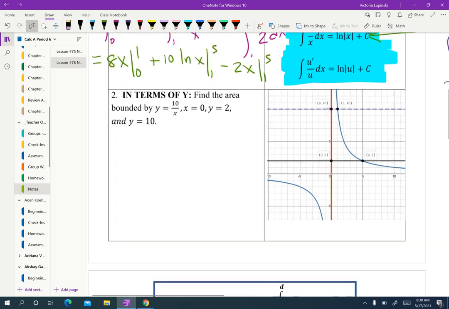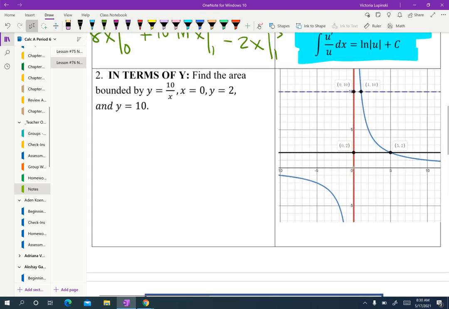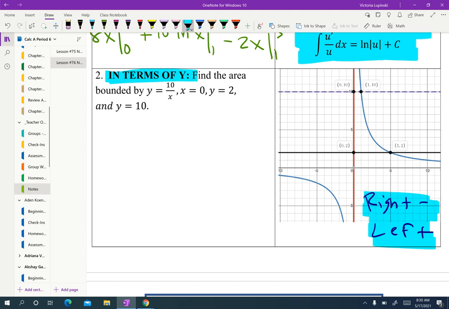Well, notice that here in number 2, you have the exact same problem. You have the exact same equations, but notice here that they're asking you to do it in terms of y. So if they're asking you to do it in terms of y, you have to look at it in a different way, which means instead of doing top minus bottom, you're now going to think of it as right minus left. And again, we're going to summarize that as a formula on the next page, but you're now going to do it as right minus left.